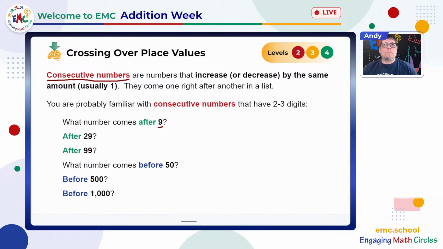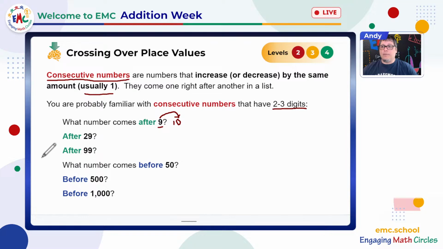Then you would add 2 each time and start from 1. So we usually increase by 1 each time. So consecutive numbers, we know how to count consecutive numbers that have 2 or 3 digits. What comes after 9? 10. What about after 29 and 99? Before 50? Before 500? Before 1000?